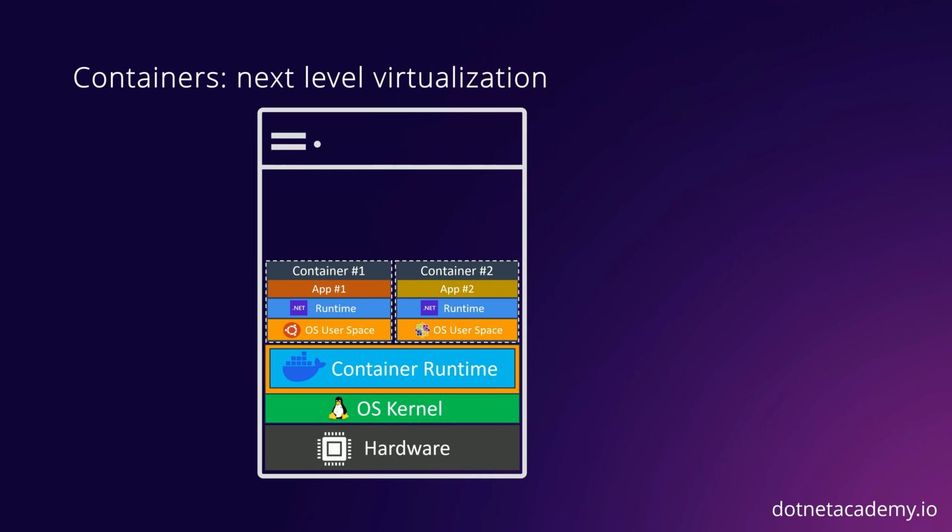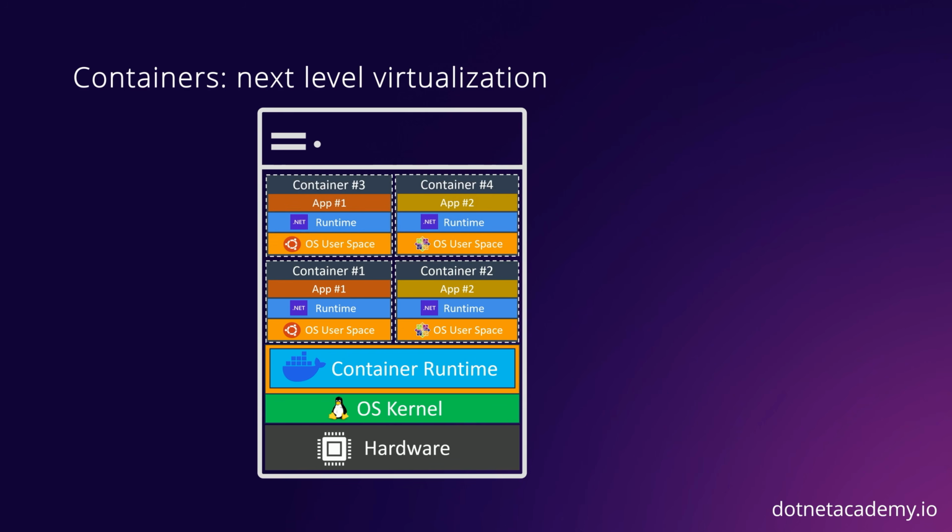We can easily spin up more instances of our applications by creating more containers. Each container remains completely isolated with its own user space, runtime, and application, yet they all share that same Linux kernel at the bottom, which makes scaling both simple and efficient. So this new virtualization approach helps us solve most of the challenges we had before with VMs.